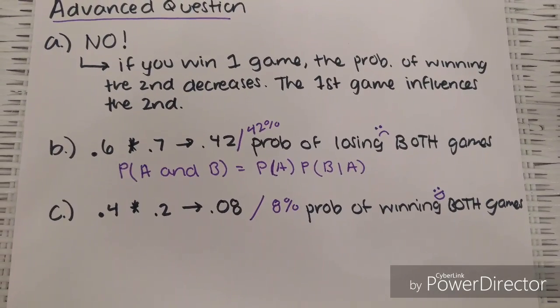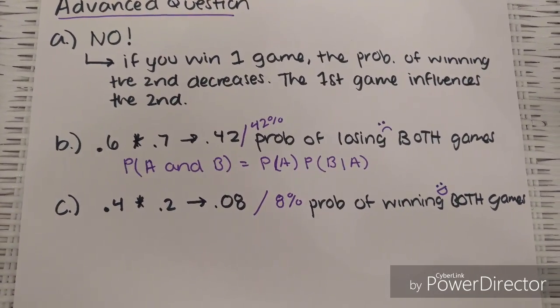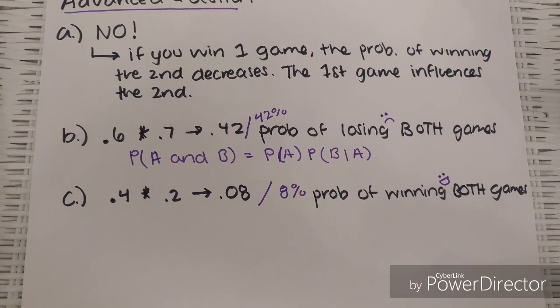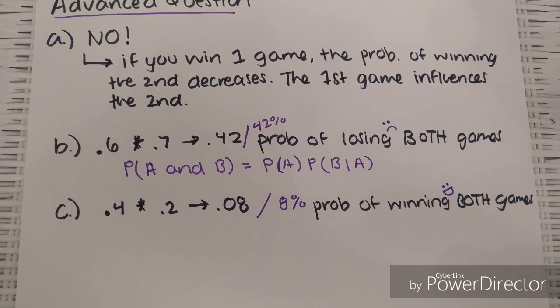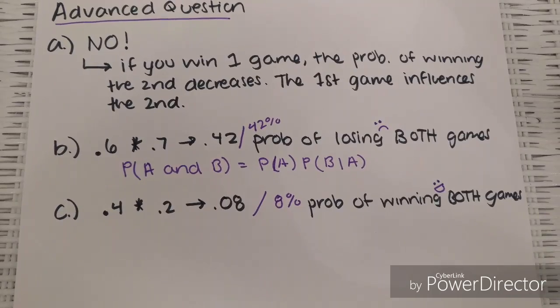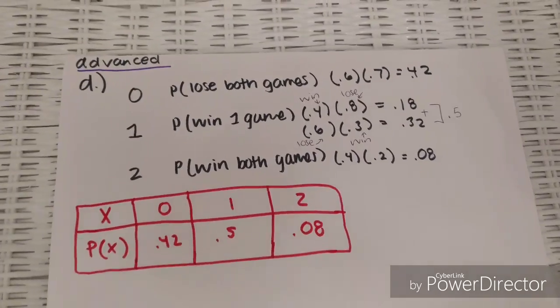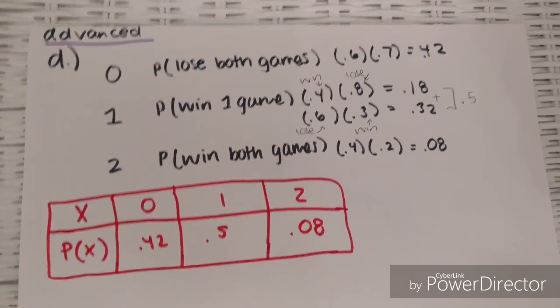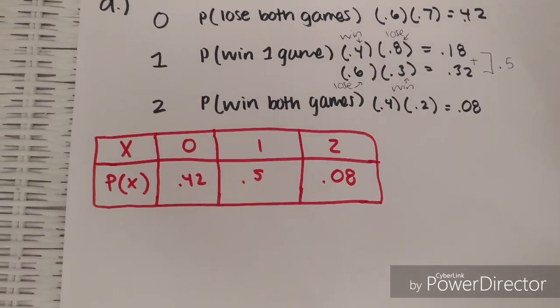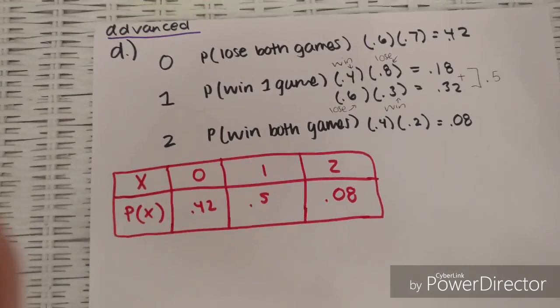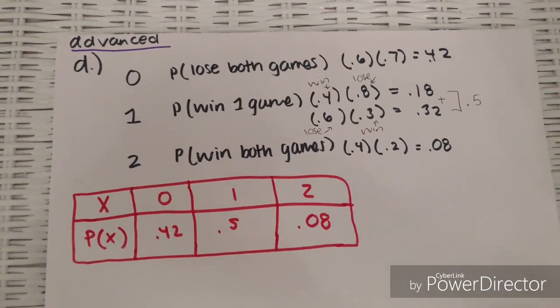And C asks, what is the probability you win both games? So you win both games. That's 0.4 times 0.2, which gives us 0.08, or 8% probability of winning both games. Part D of the advanced question says, let random variable X be the number of games you win, and construct the probability model for X.